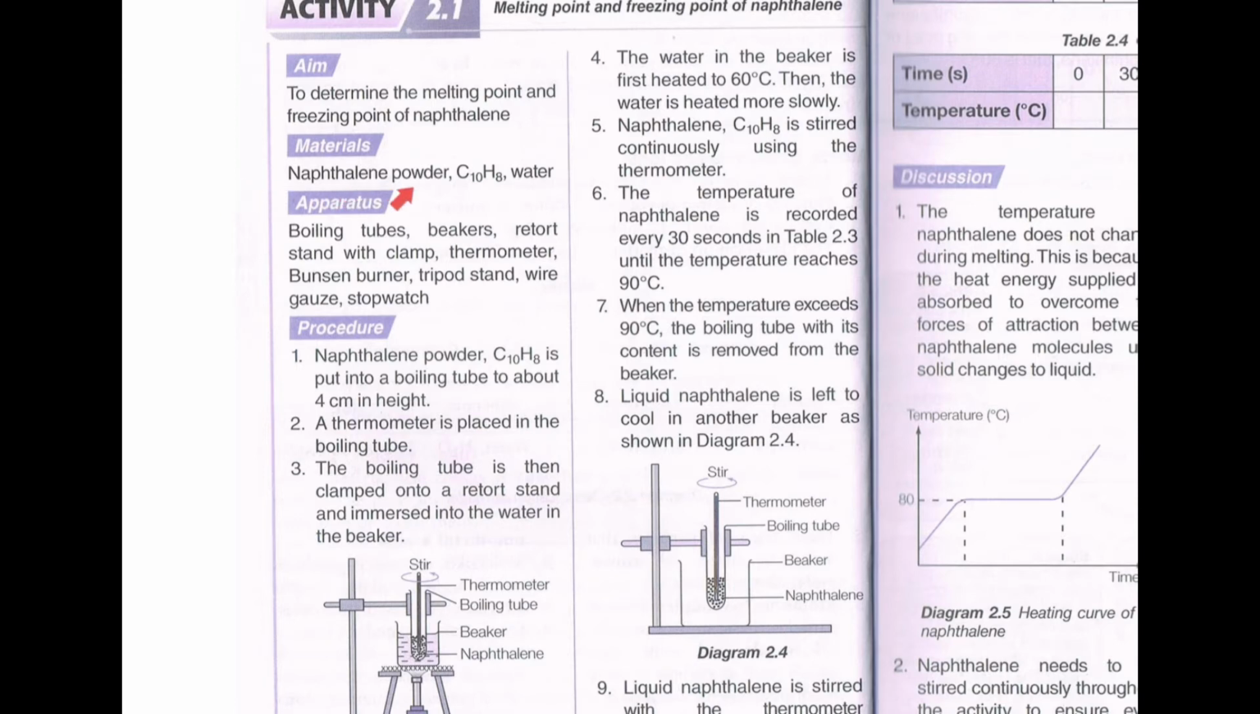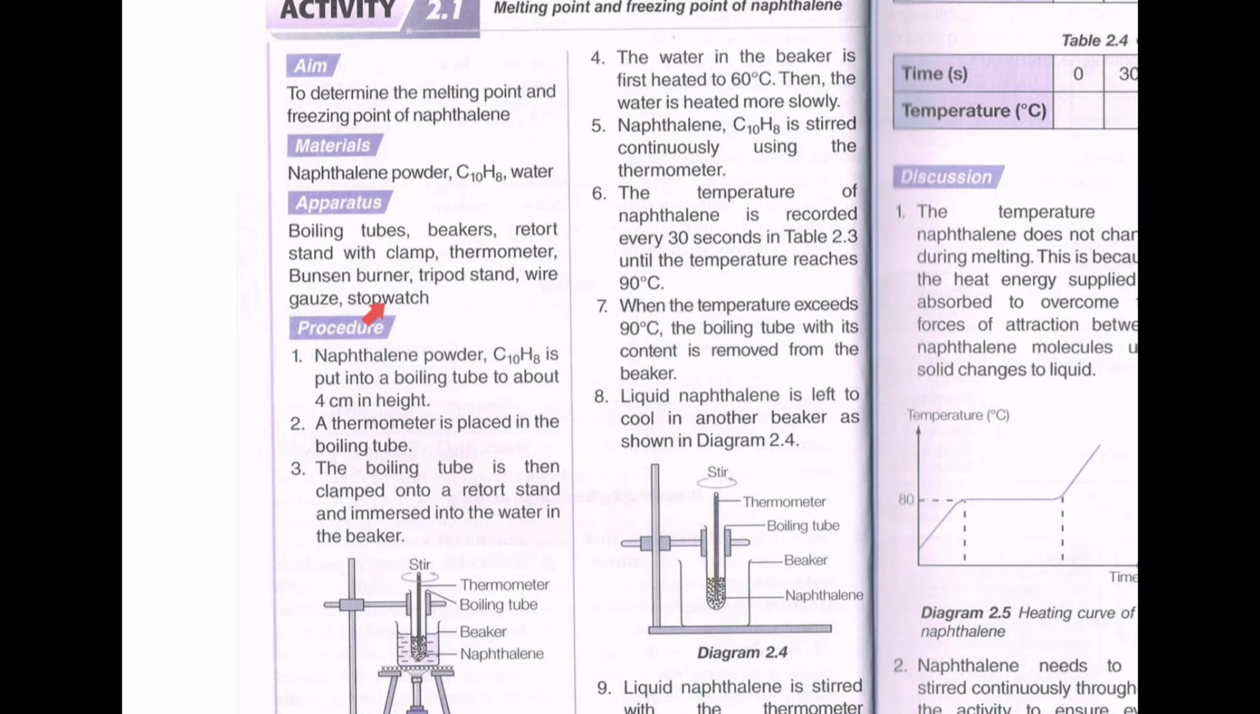Material: naphthalene powder C10H8. This is the formula for naphthalene. It is made of 10 carbon and 8 hydrogen. Water. So material is the chemicals. Apparatus is not chemicals. For example, boiling tube, beakers, retort stand with clamp. So you see they use it here: retort stand with clamp, Bunsen burner, tripod stand, wire gauze, stopwatch to see how long it boils.